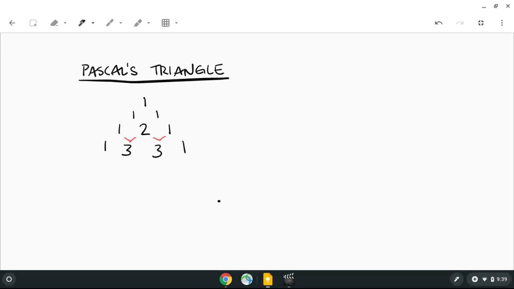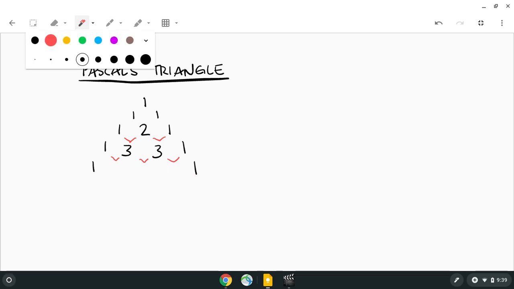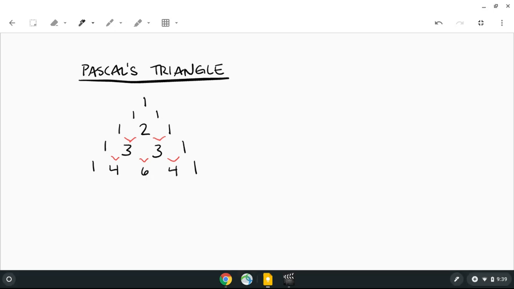Okay, the next row will have, since this one had 4 numbers, the next one will have 5. Starts with 1, ends with 1. To find out the numbers in between, you just add these, and add these. And that's how you get the 3 numbers here for 5. So that's 4, 6, and 4.